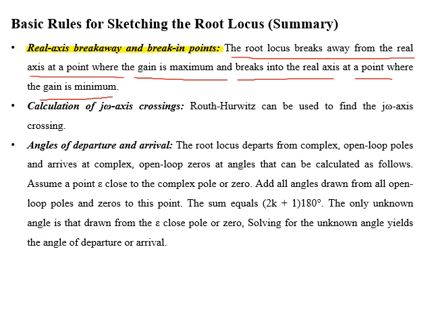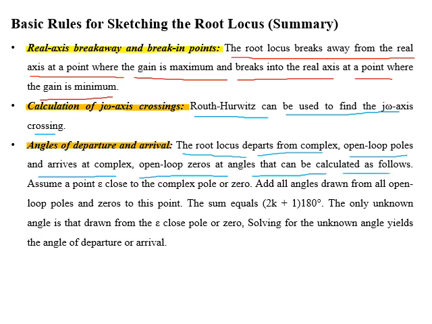Next is calculation of j omega crossing. The point of j omega crossing can be calculated with the help of Routh-Hurwitz criteria. Last point is angle of departure or angle of arrival. The root locus departs from complex open loop system poles and arrives at complex open loop system zeros.